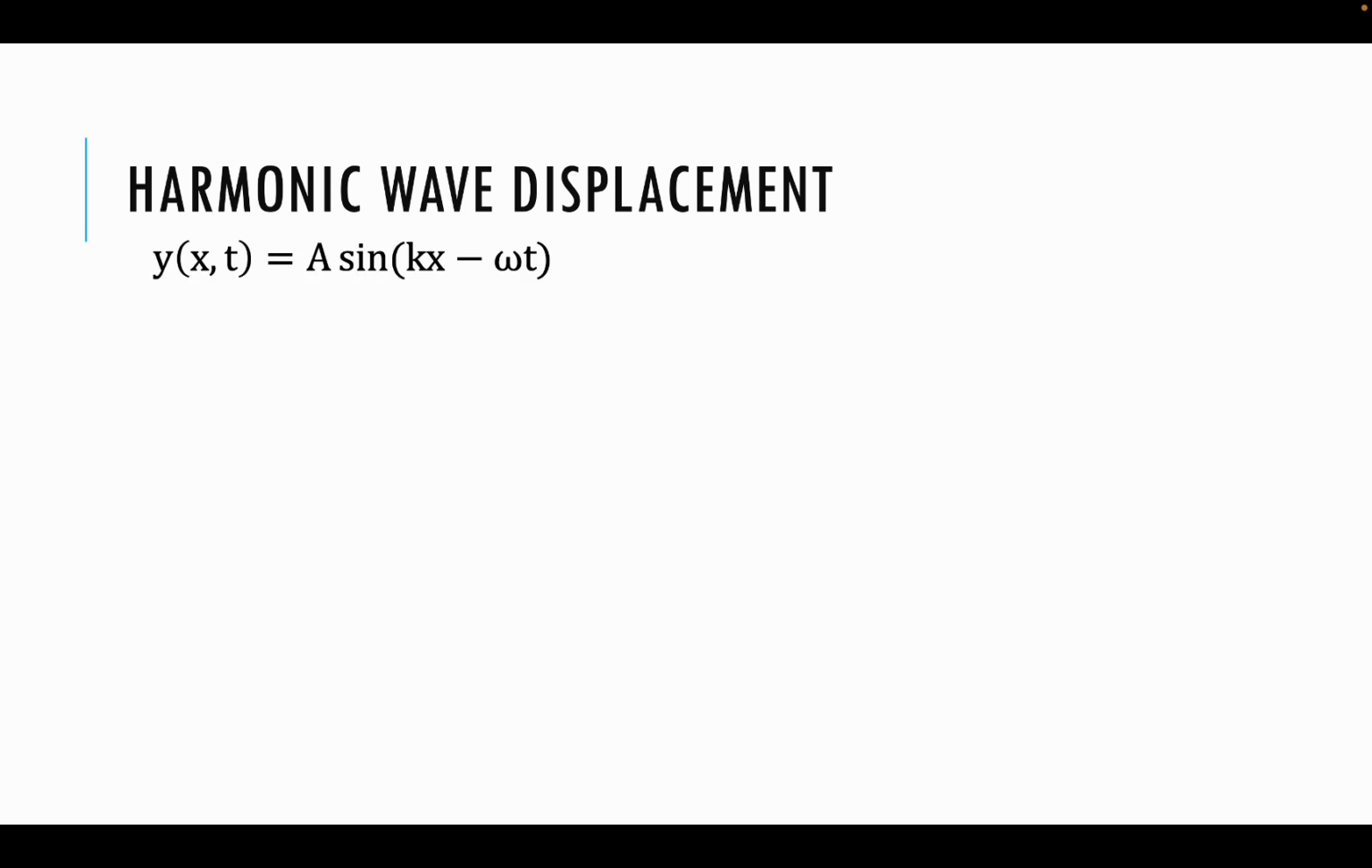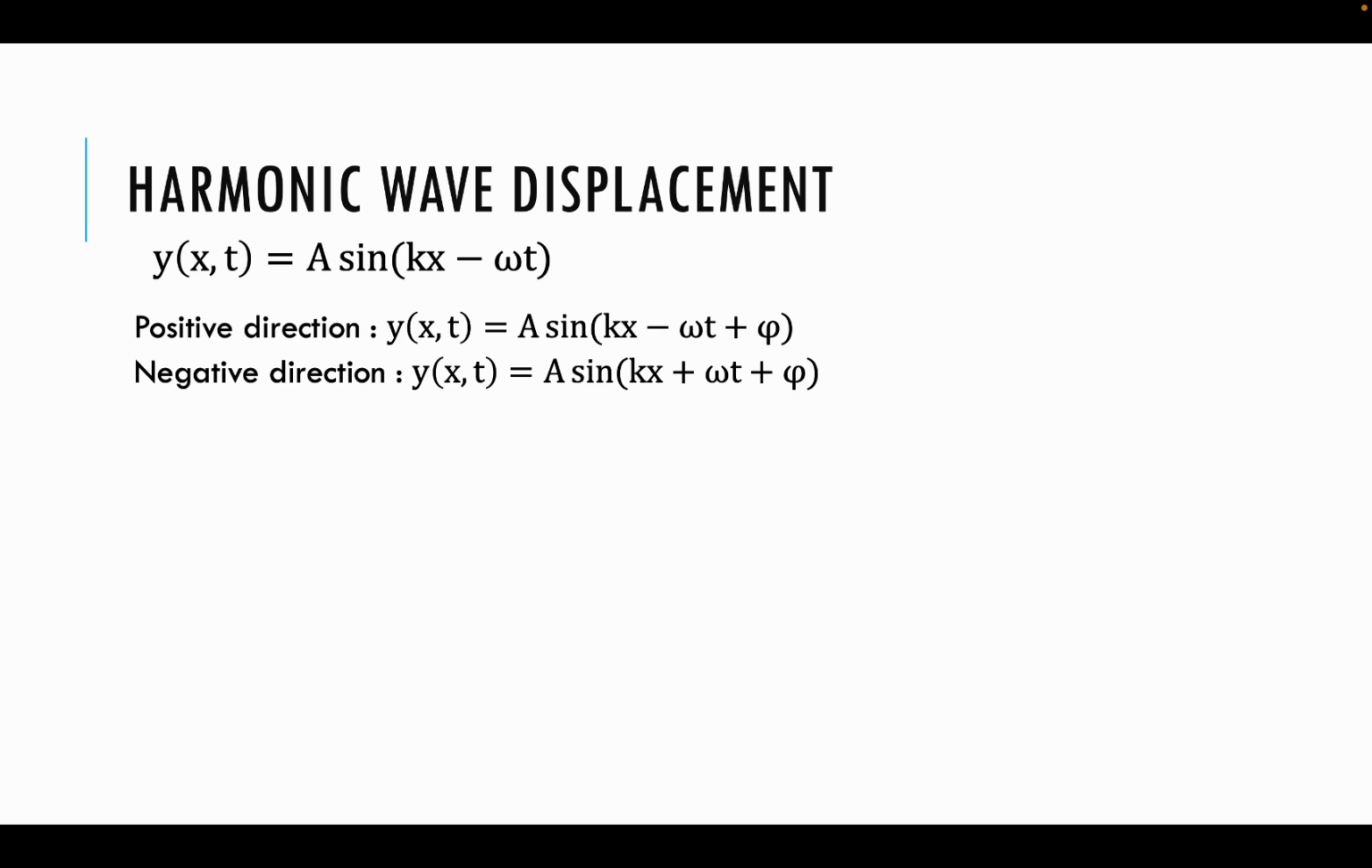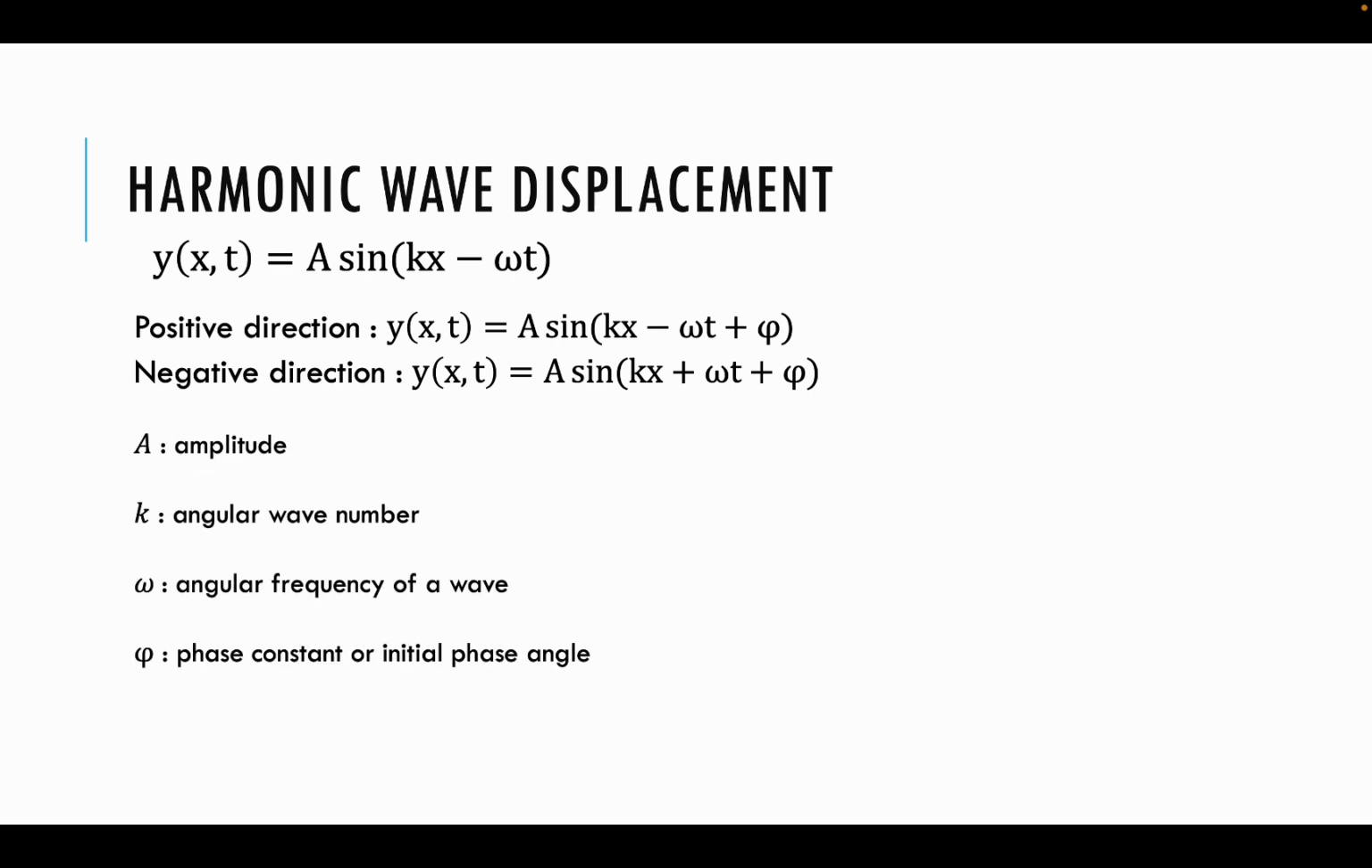Okay, next is harmonic wave displacement. So here we have the equation y(x,t) equals A sin(kx − ωt). From my readings, I have found that there are two slightly different equations, which is for the positive direction, y(x,t) equals A sin(kx − ωt + φ), while the negative direction is y(x,t) equals A sin(kx + ωt + φ). Okay, so here is the symbol representation.